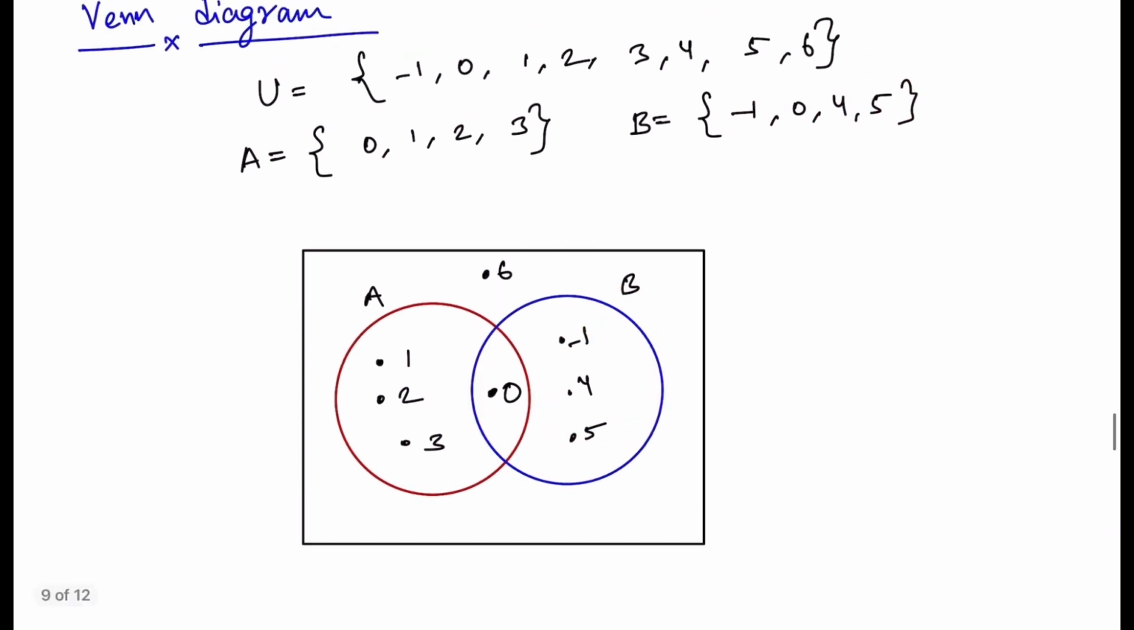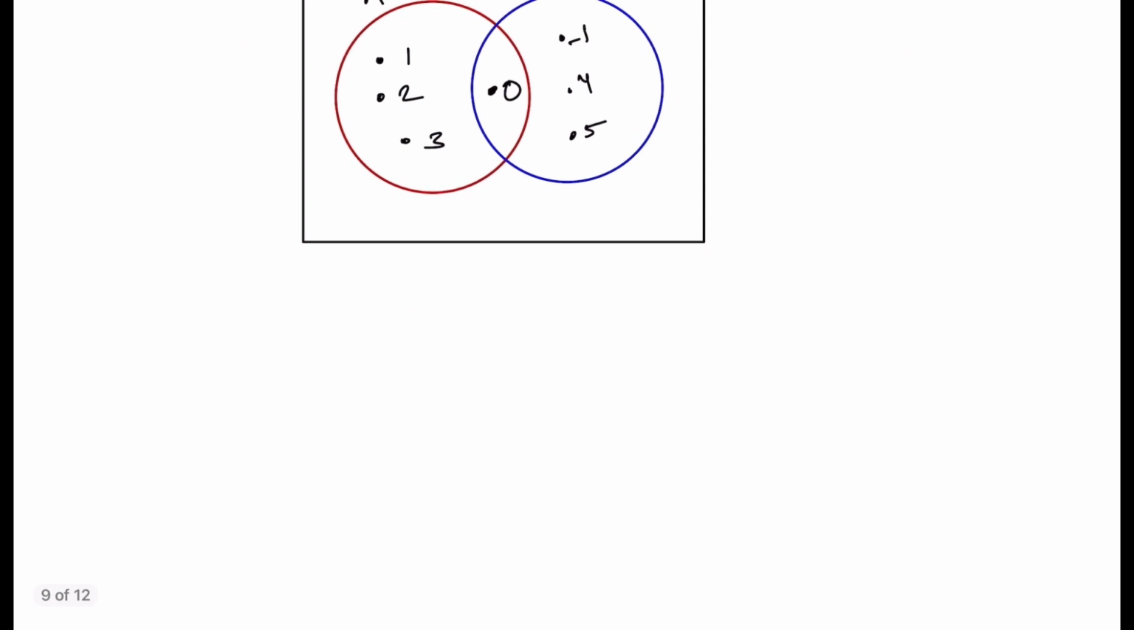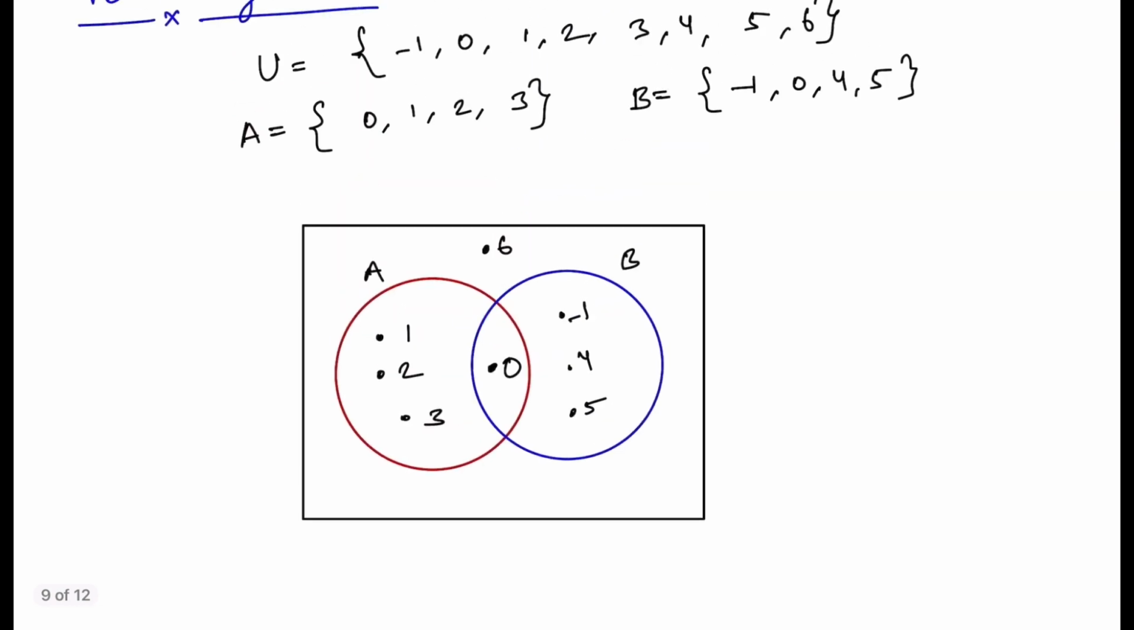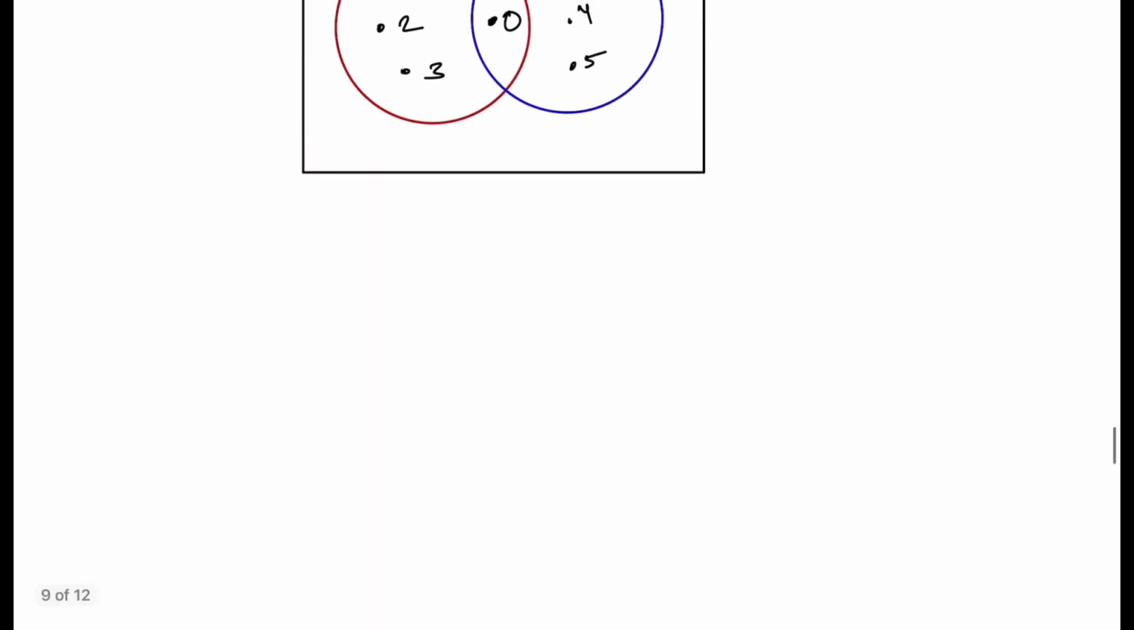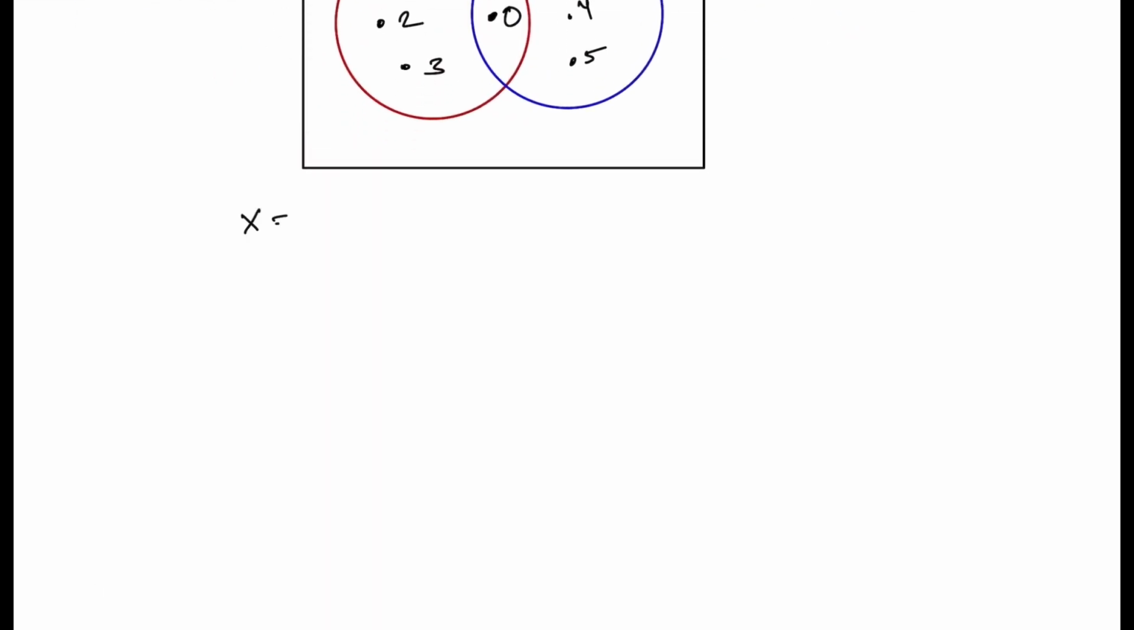Okay, now we will take another example. Let's consider the same universal set. We will consider new X and Y. X has elements -1, 0, 1, and Y has elements 2, 3 and 4.